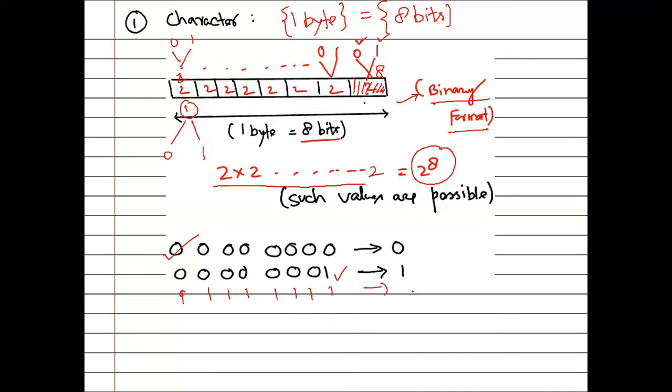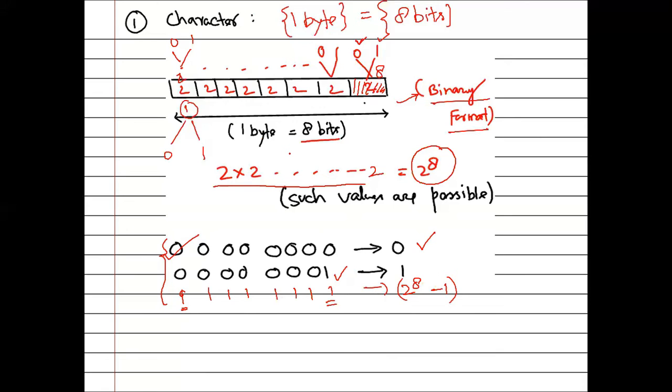Okay, it would be how much to the power 8, right? No, it is not, because it has started from 0. It means this value would make 2 to the power 8 minus 1. So this is the range of the positive values it can hold. Okay, so this is about the character.